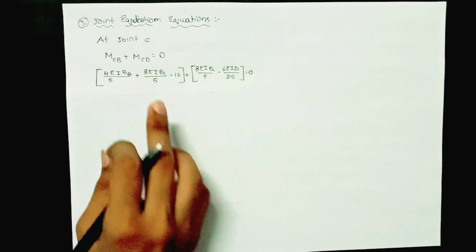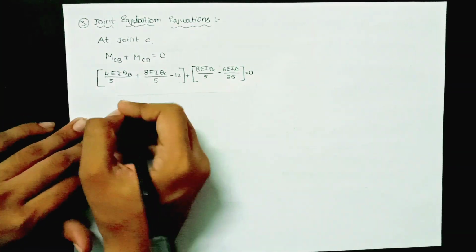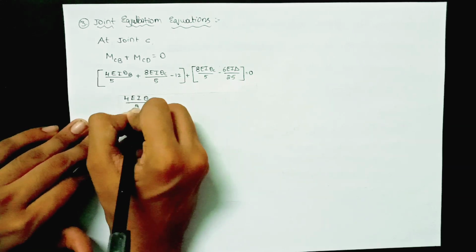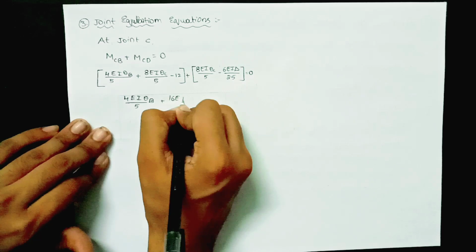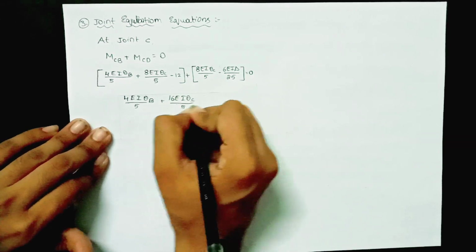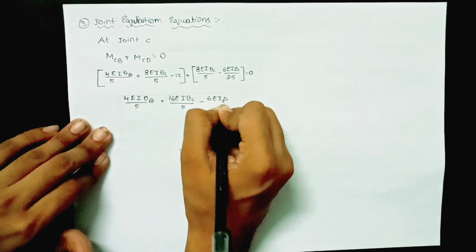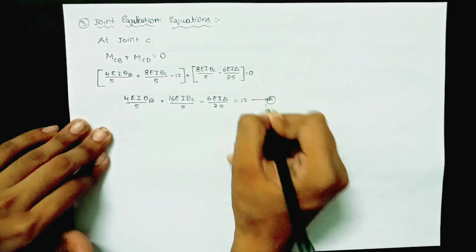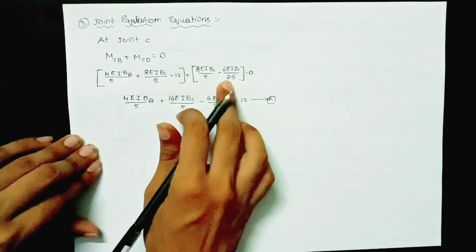So we have to add these two values. You will get the equation as 4 EI theta B by 5 plus 16 EI theta C by 5 minus 6 EI delta by 25 equal to 12. I am taking this equation as A. I have added these two values.